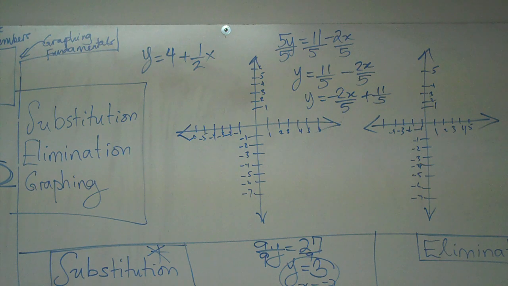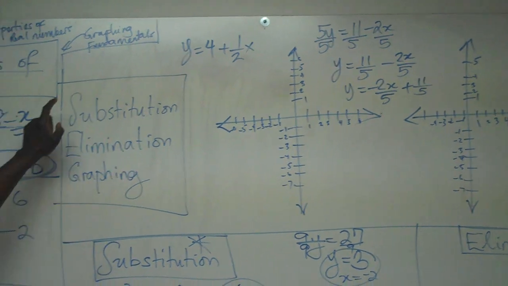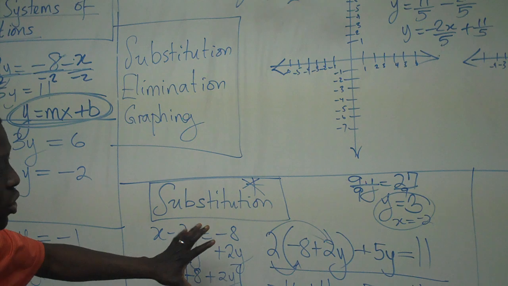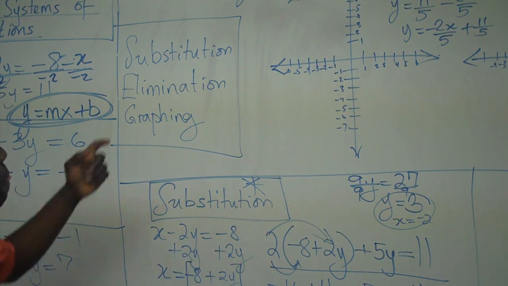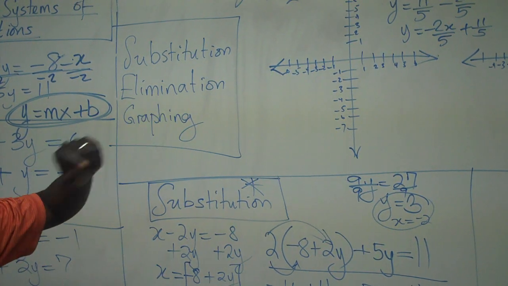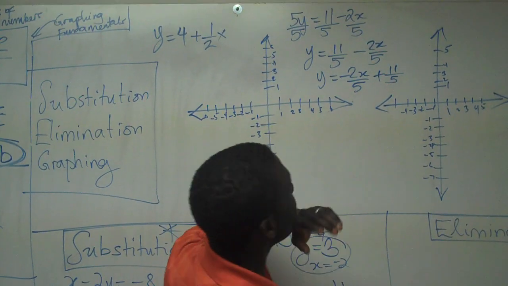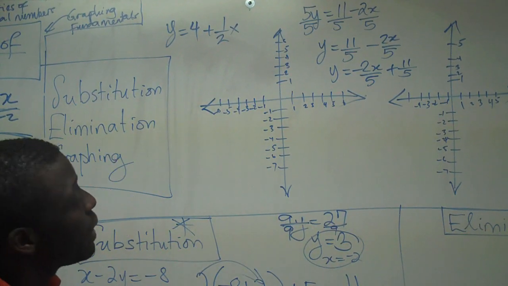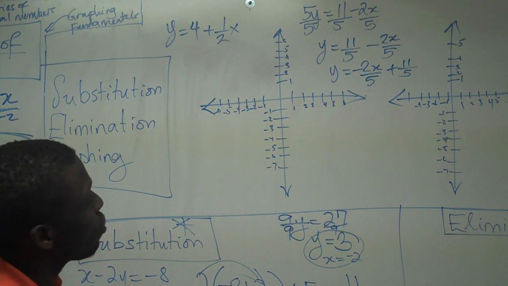Now let me give you a heads up. Sometimes it's better to use one method than the other. Now with substitution, we're done. Straightforward. Graphing, you look at that and you go, this doesn't look pretty. But you could still use graphing. You could use graphing to solve it. So what would you do?